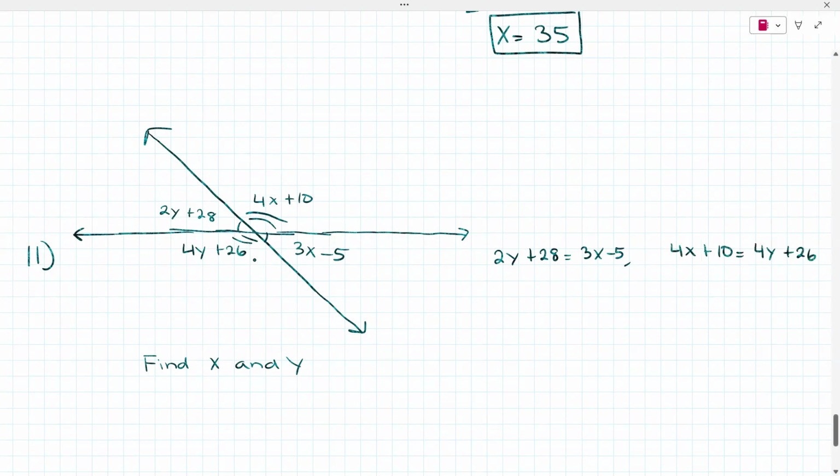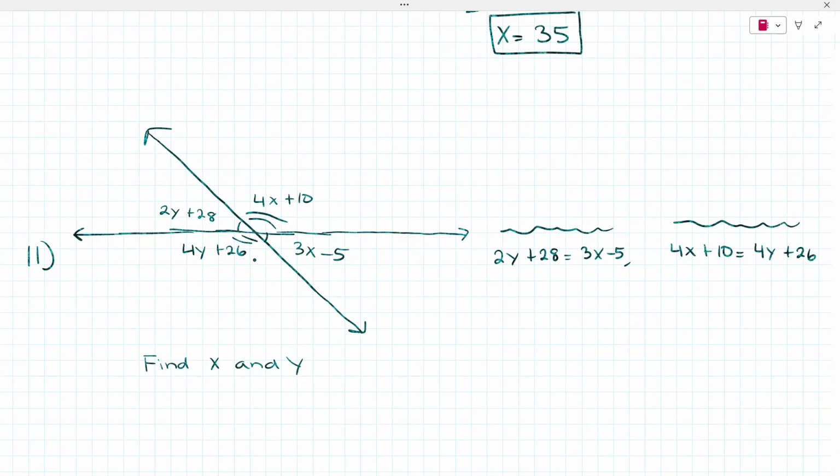Okay, so we kind of have a problem. We can't really solve this, right? We have two different letters. If you look at this equation, we have a y and an x. There's no way that'll work. Same thing with this equation, different letters. So what do we do? Well, use what we know.